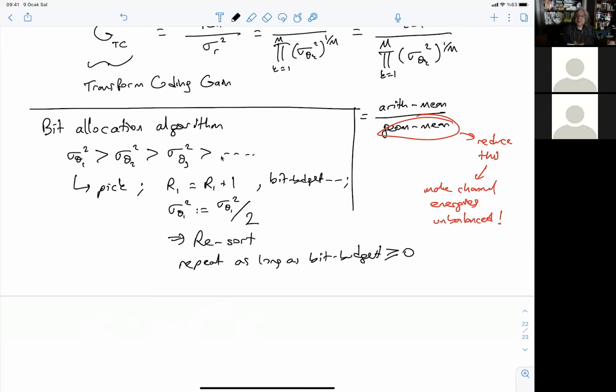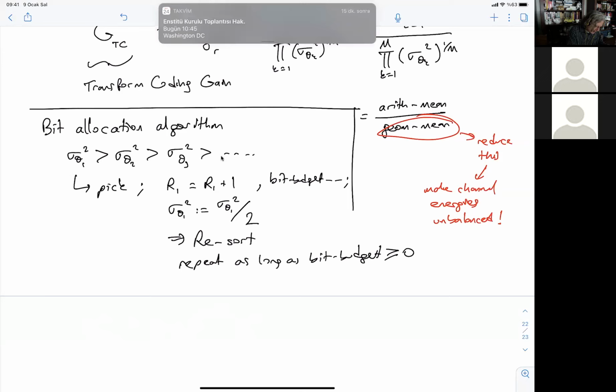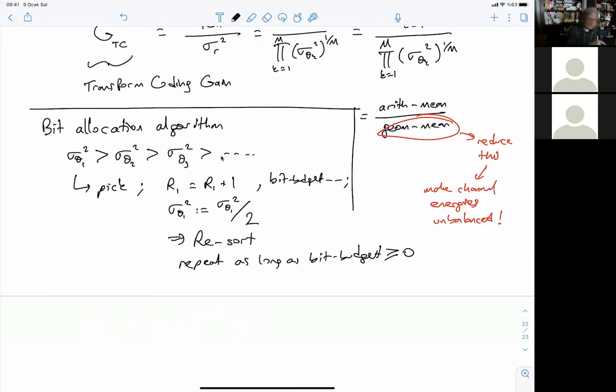So you make assignments like this, sorting, and so you see that my meeting is approaching. So I will have to stop within a few minutes. You assign according to the energy, and every time you make an assignment, you reduce the energy to half of it. This is a very commonly known, very well-known bit allocation algorithm.